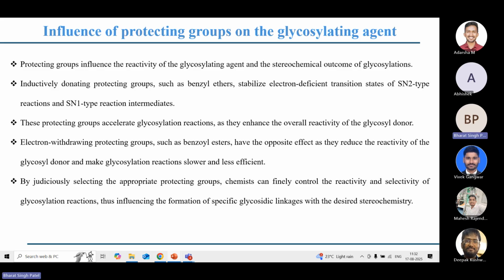But the ester group can be removed in the presence of any other protecting group. So people are still using the ester protecting group, and for that people are doing some kind of other modification in the presence of the ester that can be tuned.